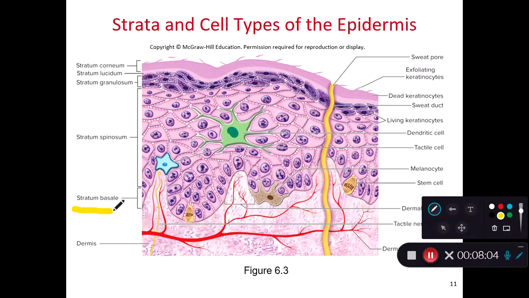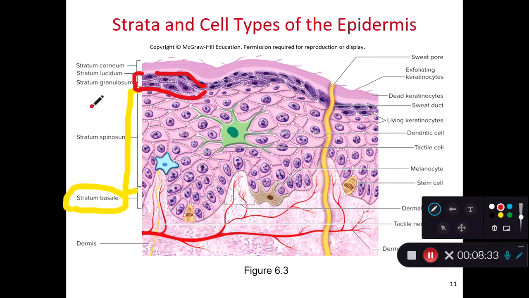We have the stratum basale. The stratum basale is the deepest layer. It is 1 cell thick. Then we have the stratum spinosum, which tends to be one of the thicker layers. It's the next deepest layer. And in the stratum spinosum, the keratinocytes are still living. Up next, and I'm shifting to red here, we have the stratum granulosum. And this is when the keratinocytes are starting to fill with keratin granules.